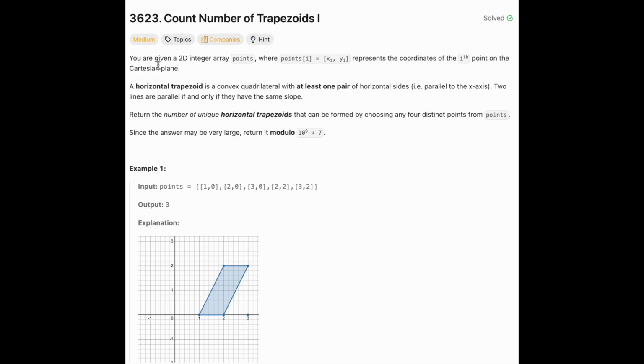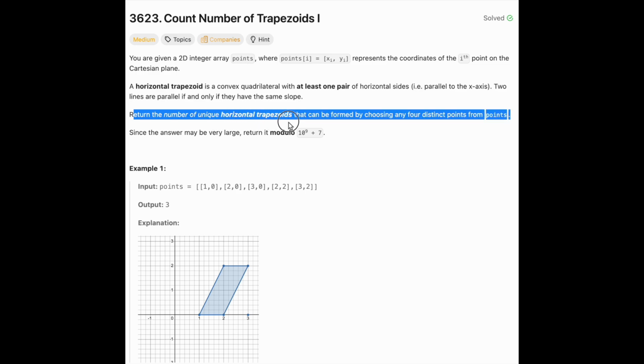So the problem states that we are given a 2D integer array points where each point has an x and y coordinate on the Cartesian plane. And it also tells us that a horizontal trapezoid is a convex quadrilateral with at least one pair of horizontal sides. And the horizontal sides have to be parallel to the x-axis. And it tells us that two lines are parallel if and only if they have the same slope. And finally, we want to return the number of unique horizontal trapezoids that can be formed by choosing any 4 distinct points from the array points.